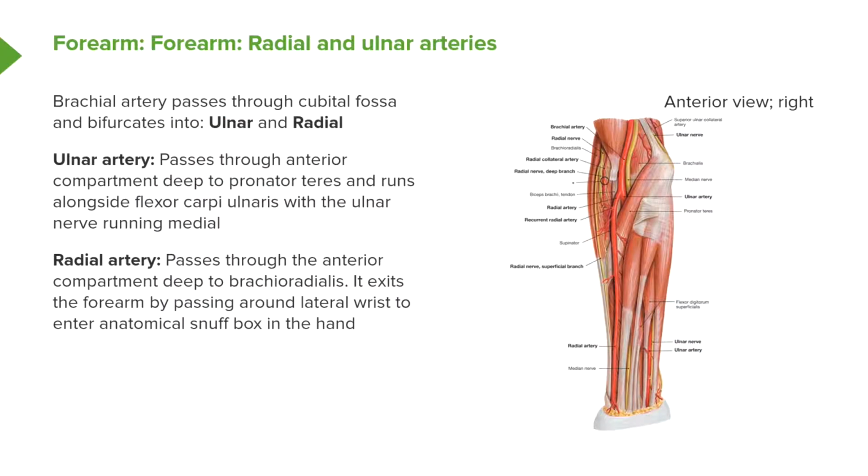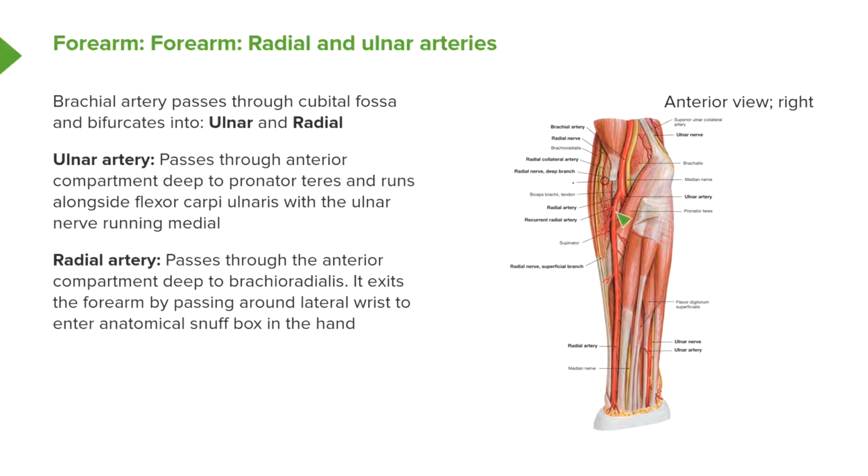So the ulnar artery, we can see it here, is going to pass anteriorly through the forearm. It passes in the anterior compartment of the forearm, deep to pronator teres, and it runs alongside flexor carpi ulnaris, and it's running alongside the ulnar nerve as well. So we can see the ulnar artery here, and it's going to run along the deep compartment down alongside flexor carpi ulnaris.